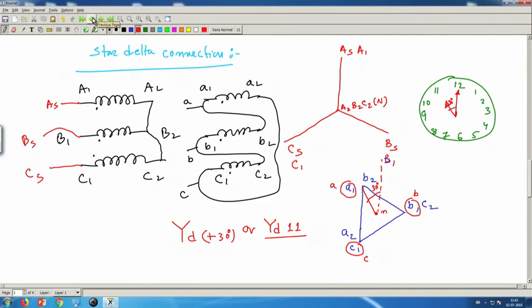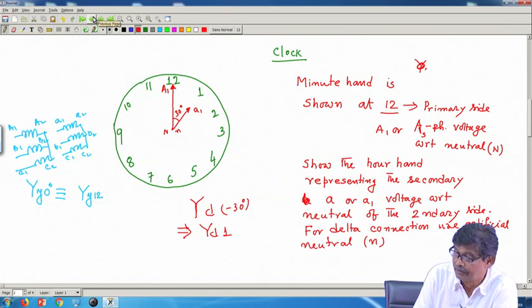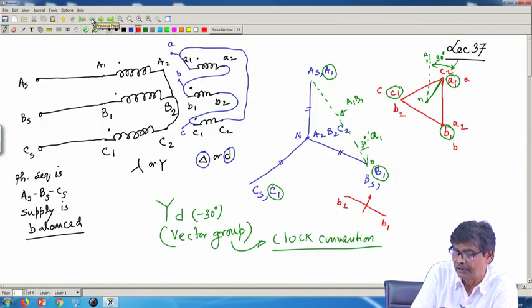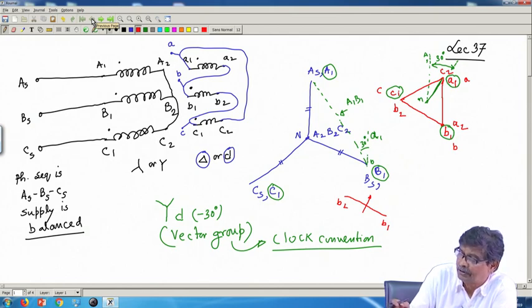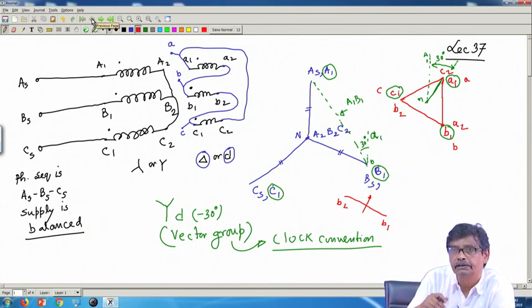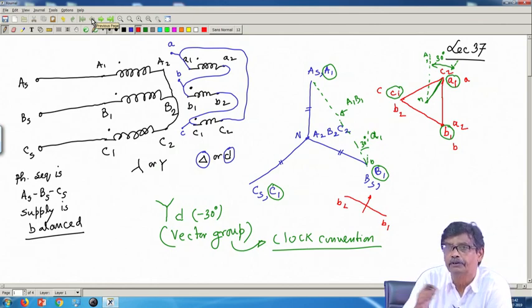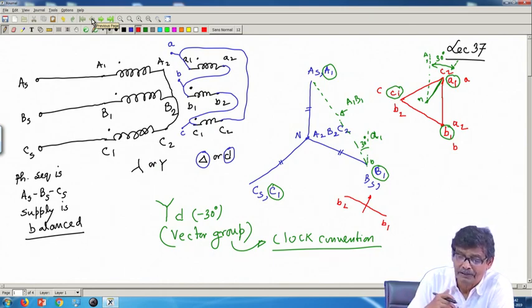Welcome to lecture number 38. You recall that we were discussing two connections, YD11 and previously YD1, which we have done, and I hope you have got the idea. Do not forget that not only the phase voltages, but also the line to line voltages suffer the same degree of either lag or lead on both the sides.